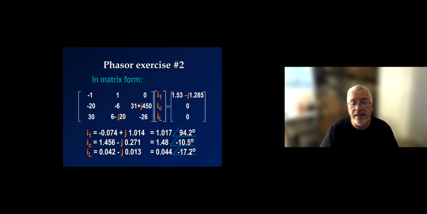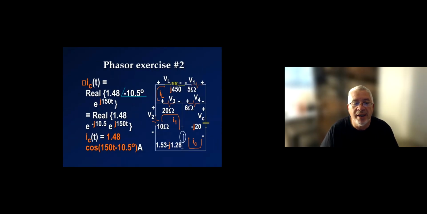Okay. And we need those currents finally in polar form, not just in rectangular form, but in polar form. And I'm showing them to you. So again, in terms of IC, the real problem asks you for IC as a function of time. Once we know the phasor solution, which gives us the magnitude and the phase, we can write the real solution for IC of t, which is 1.48 cosine of 150, which is the frequency of the source, t minus the angle of 10.5, which we calculated.